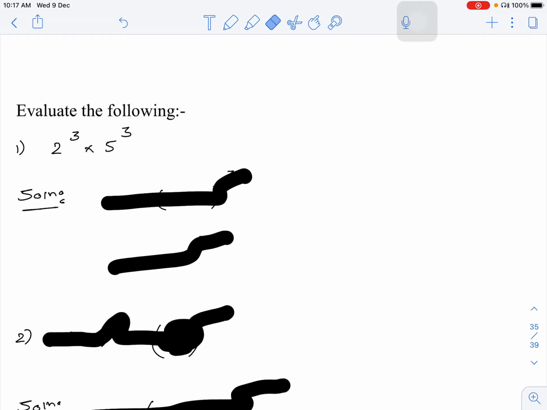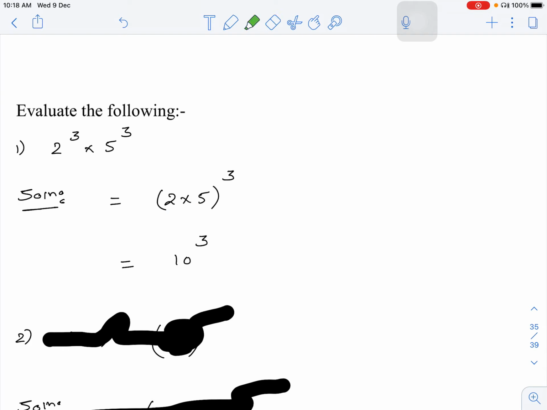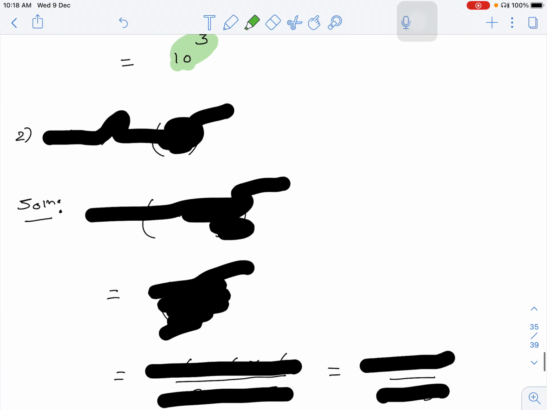Now it is given: evaluate the following. So 2^3 × 5^3. Okay. Now two numbers are with the same power and are multiplied. During such a time, what will we do? We will multiply the bases. So what will you get in the next step? So (2×5)^3. Now 2 fives are 10. So what will be our answer? 10^3. Okay. Let us see the next example.